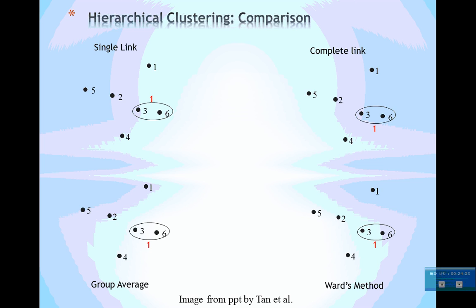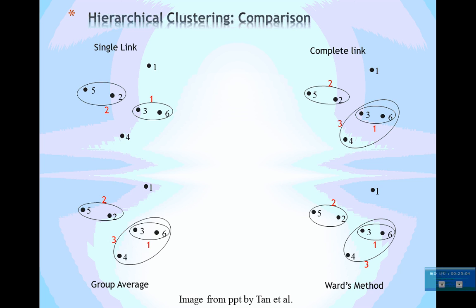So for the first step, these two methods are the same. Second step, same. Next step, here it is different, because here we consider the minimum distance between them. These two are the minimum, but this one and this one are a larger distance, and this one also a larger distance. That's why we combine just this one.